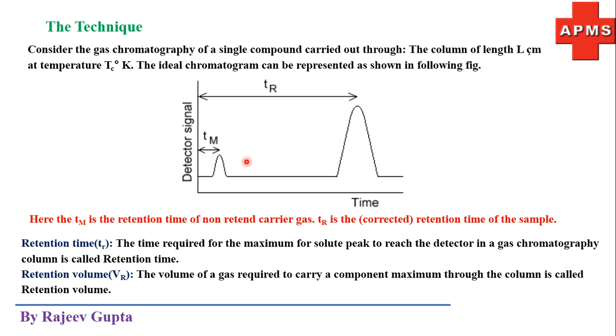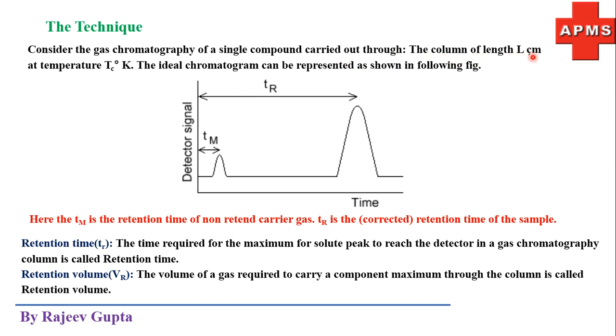Now this curve is shown particularly for one component. Suppose only one compound is present in that sample, then how will we get peaks in the detector in that system? Consider the gas chromatography of a single compound. That sample contains only a single compound.